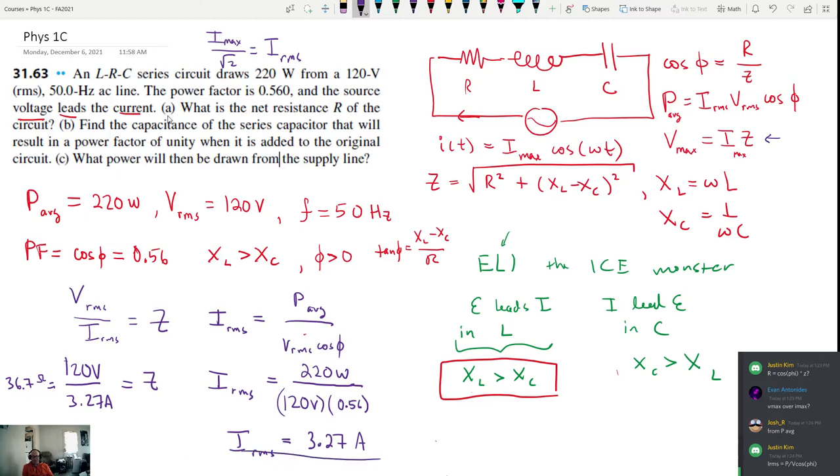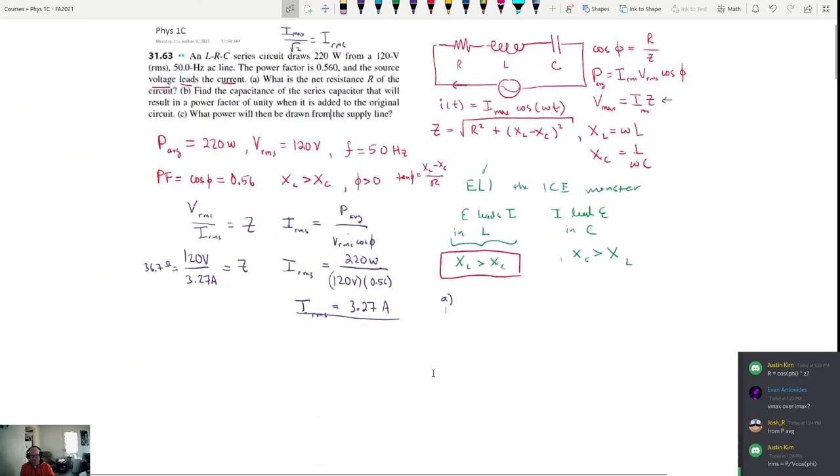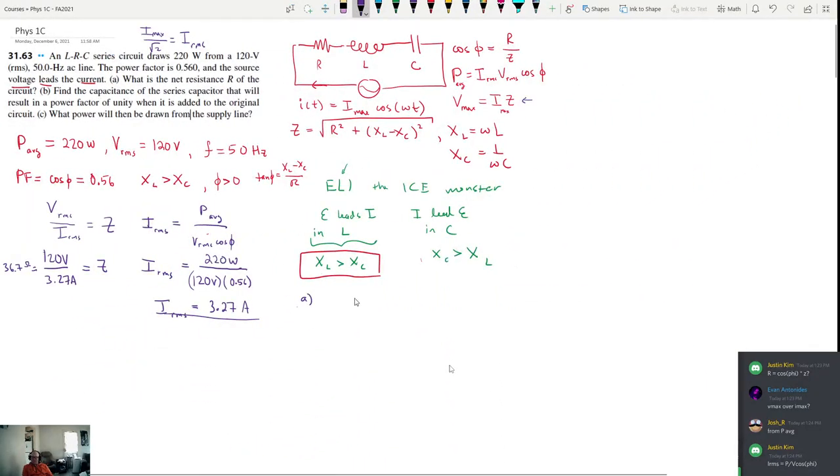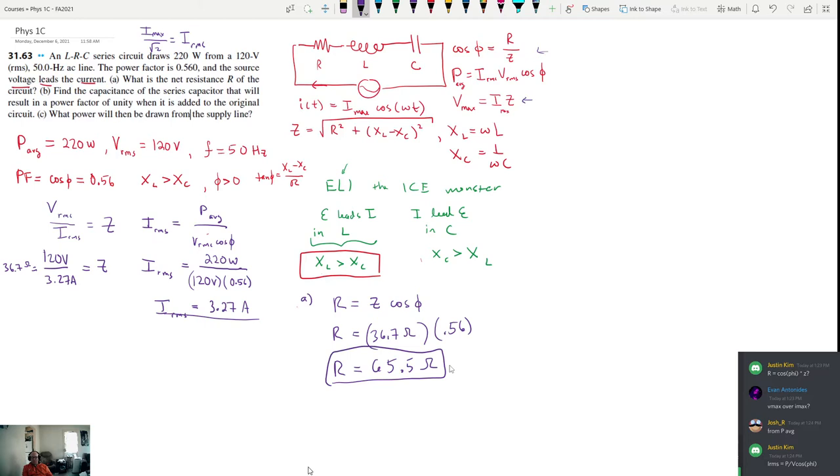We're not even done yet, because our goal was to find part A, what is the net resistance R of the circuit? So for part A, I'm just going to zoom out so we can get some more room to work with. As was originally stated, R should be equal to Z times the cosine of phi, which is coming from that equation there. So R is equal to Z, 36.7 ohms, multiplied by cosine phi, which is 0.56. So we're going to get that R is equal to 65.5. That's part A.